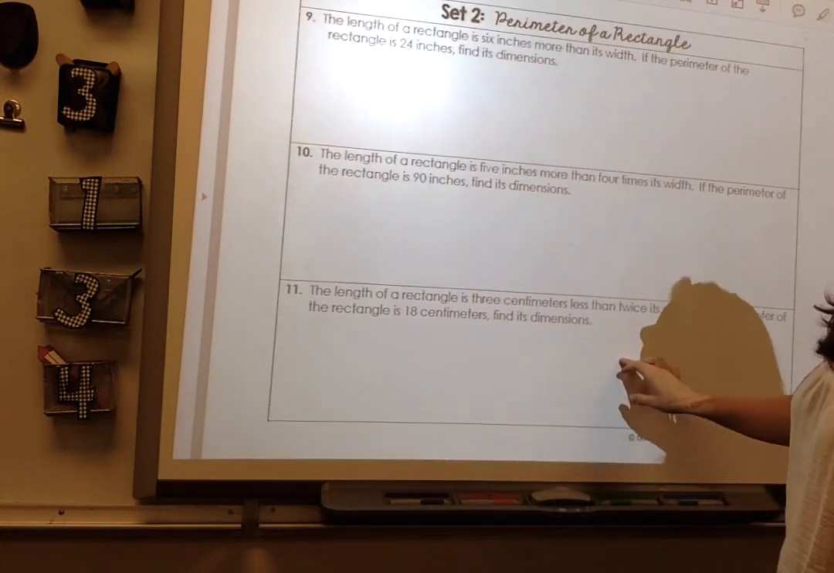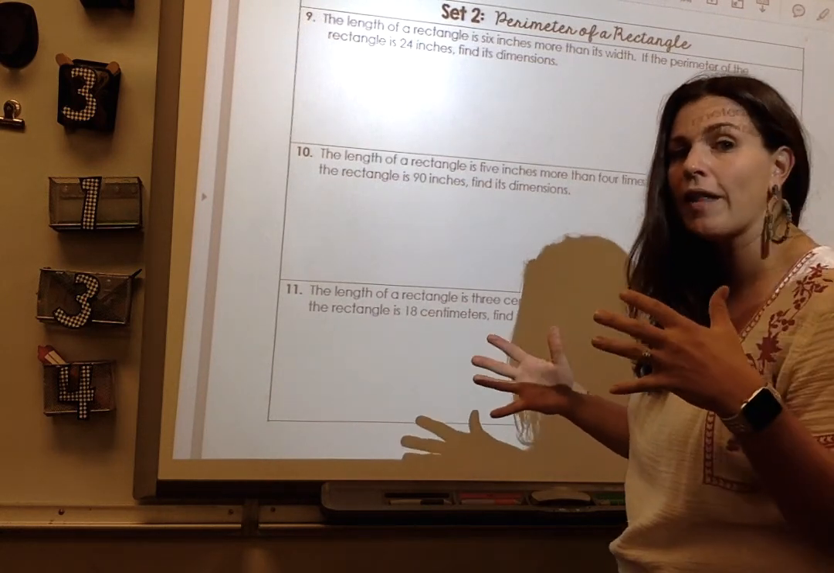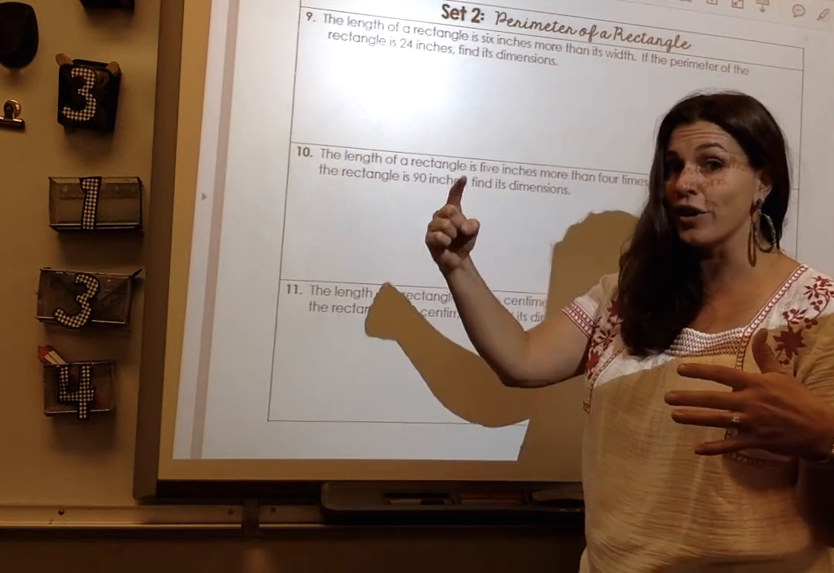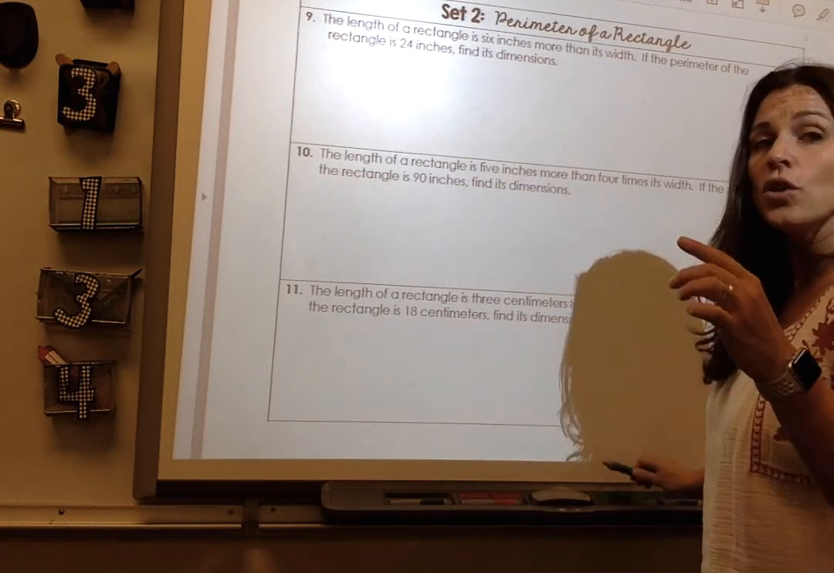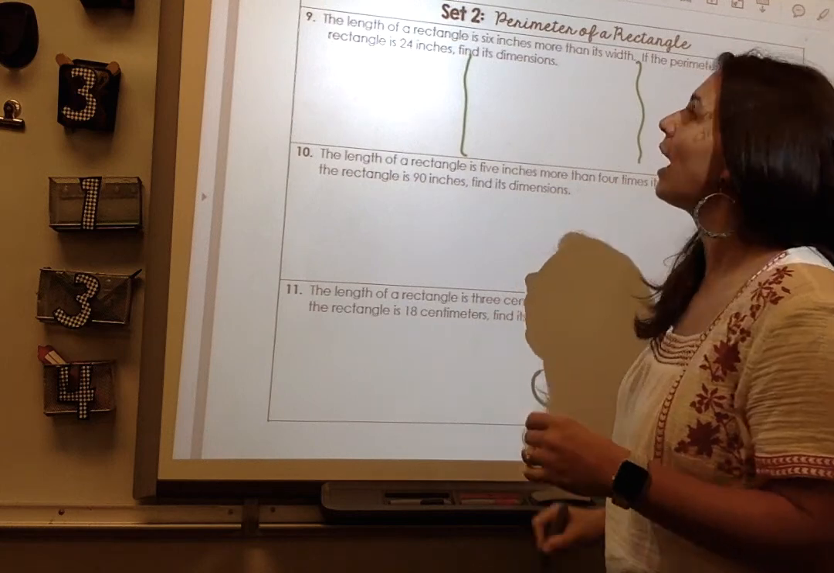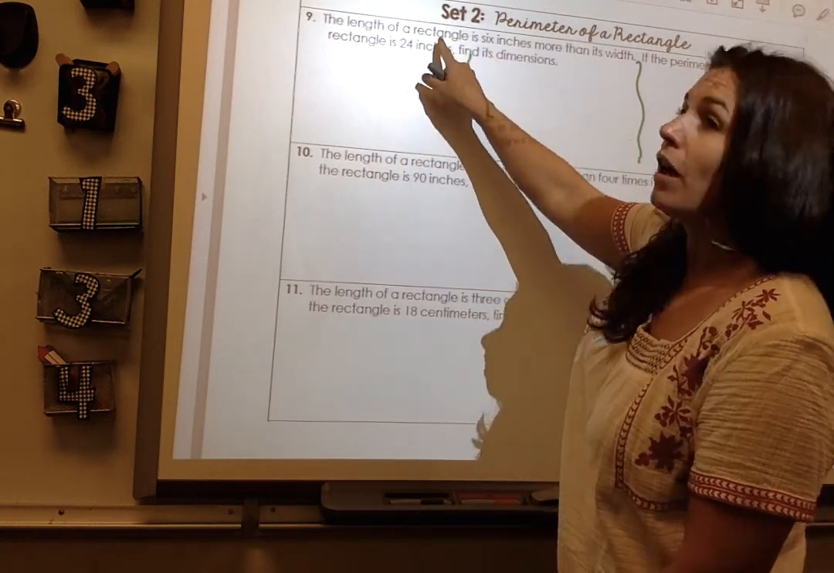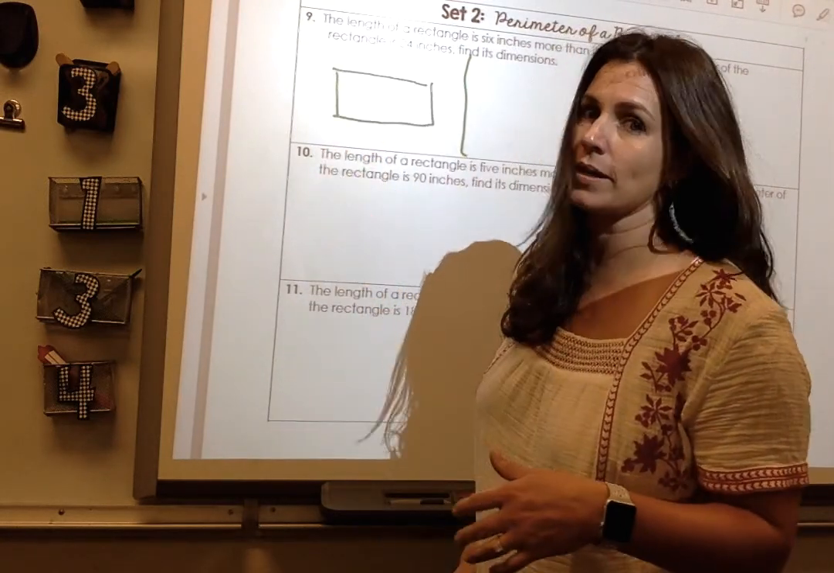The second part is perimeter of a rectangle, and we've already talked a lot about perimeter in class. Perimeter is all the sides of the rectangle added together, not just half of it, all of it. So when you have a shape, over here in the first section, I want you to draw the shape. So it says the length of a rectangle. Oh, we're talking about a rectangle. I'm going to draw a picture of the rectangle.